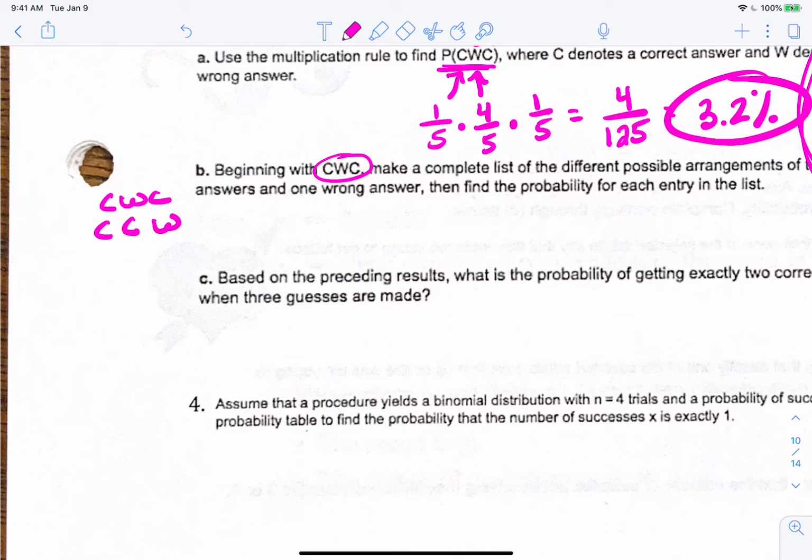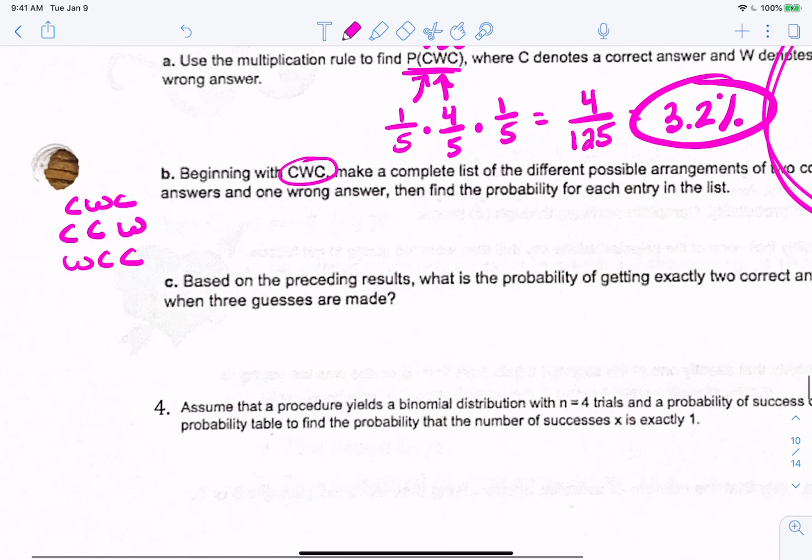Does that make sense? Okay, I want 2 correct and 1 wrong. So what's another combination I could have? Wrong, correct, correct. Anything else? No, that's it. Is that it? Okay. That's kind of like the heads versus tails example. There was 3 out of 8, right? Because there's 8 total combinations.